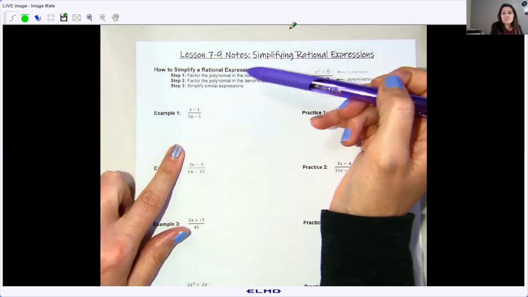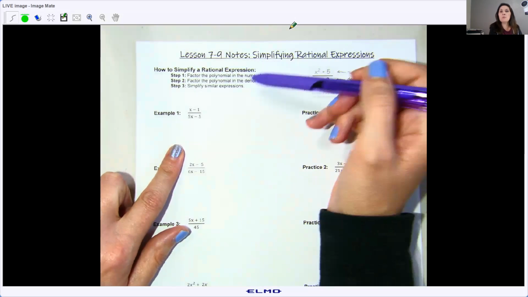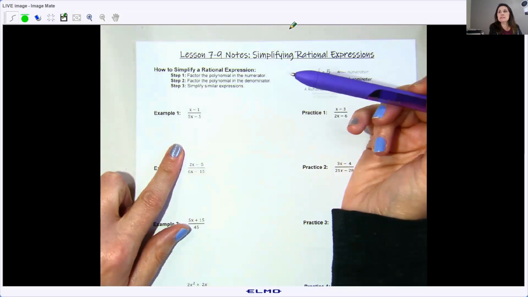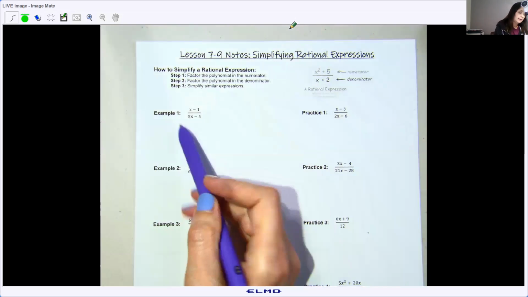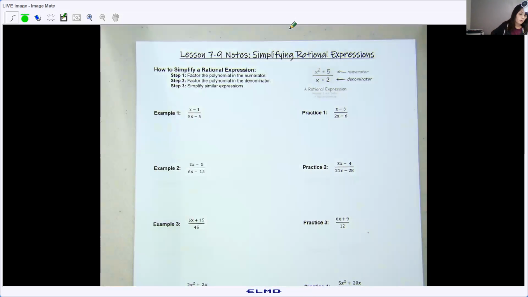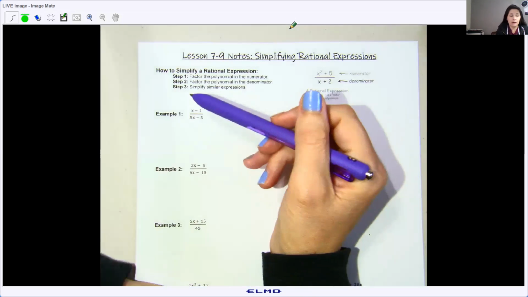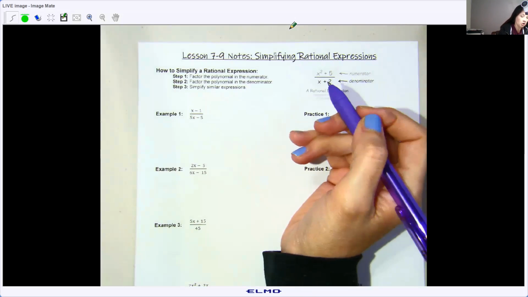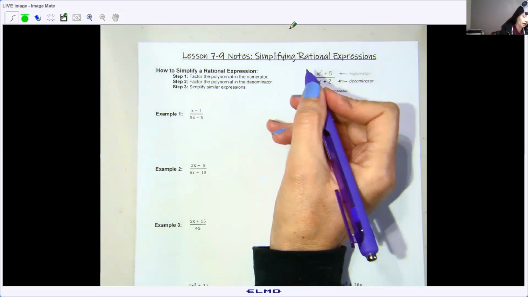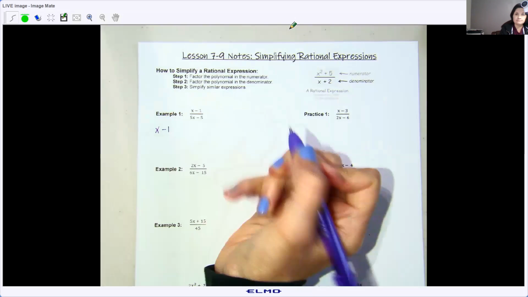Okay, so let's see what this looks like on example number 1. My steps are very simple. Factor the polynomial in the numerator. Factor the polynomial in the denominator. Simplify. That's pretty much it. So in looking at example 1, I know that I cannot factor out my numerator at all. It's as factored as it's going to get. So I am going to just leave that as x minus 1.